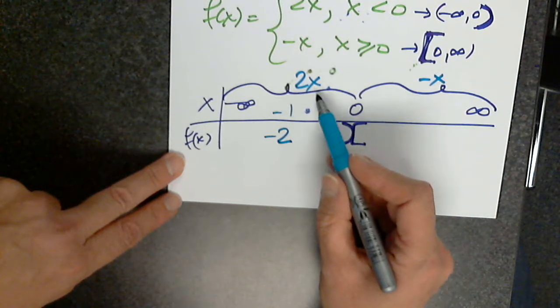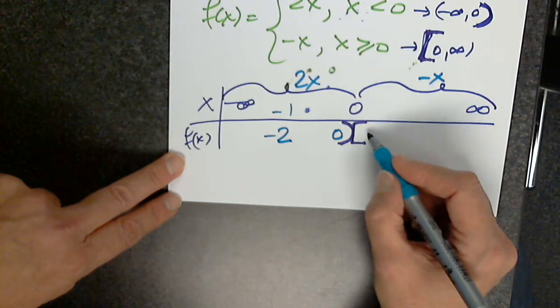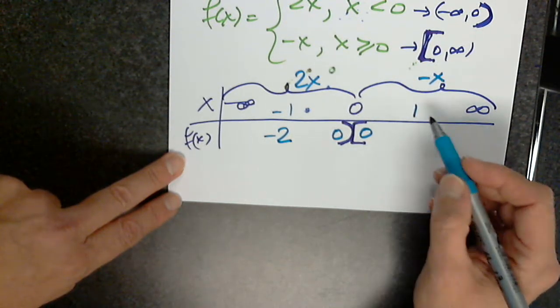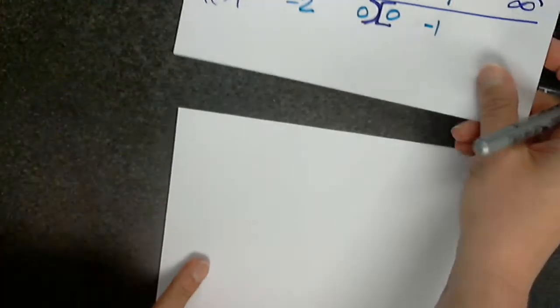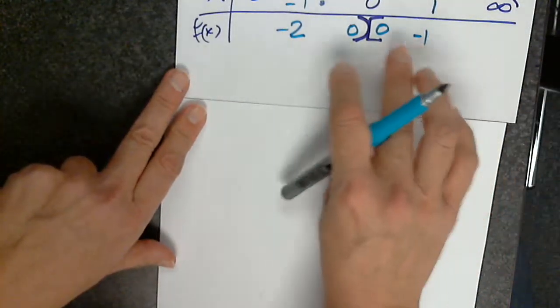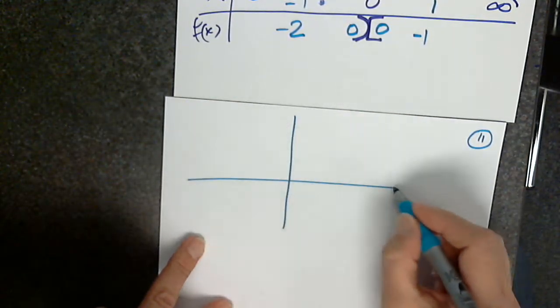Good. When you plug in 0, what do you get? When you plug in 0 on this side, good. And let's say positive 1, what do you get? Good. So that's all I needed, 2 on each side. So now I'm ready to graph.